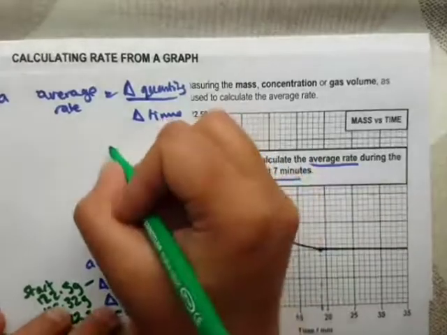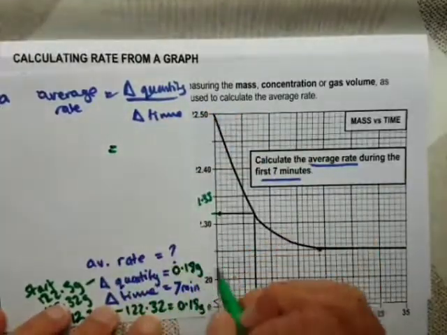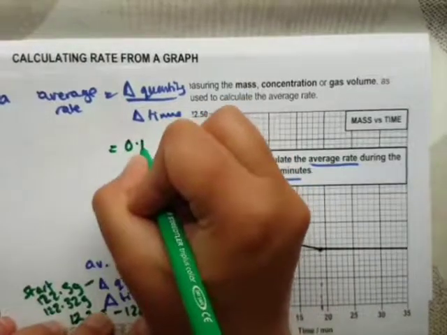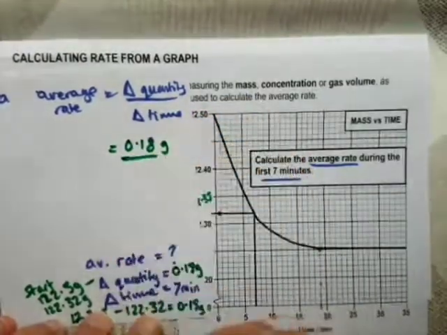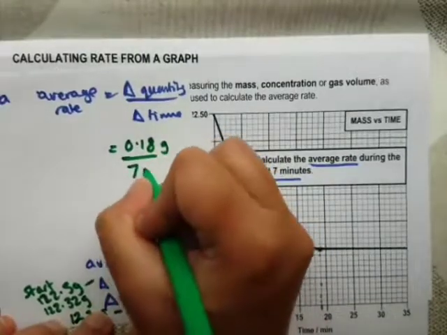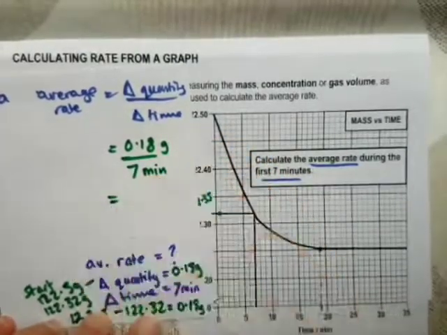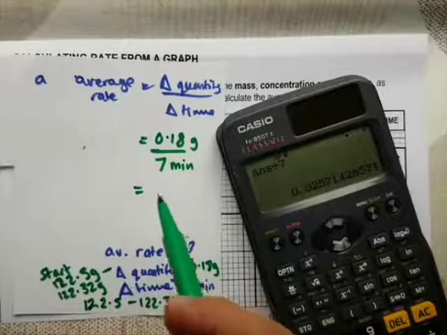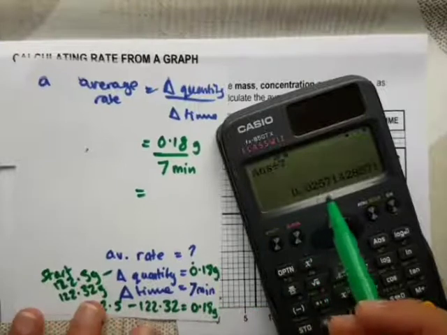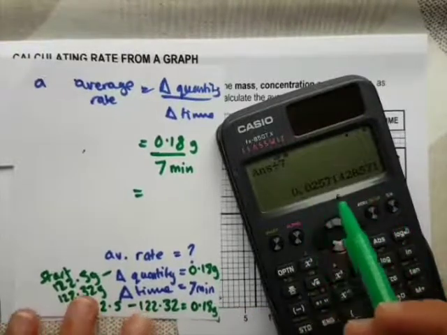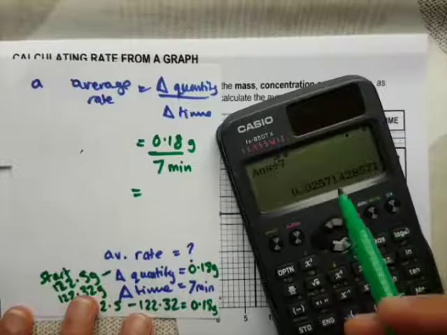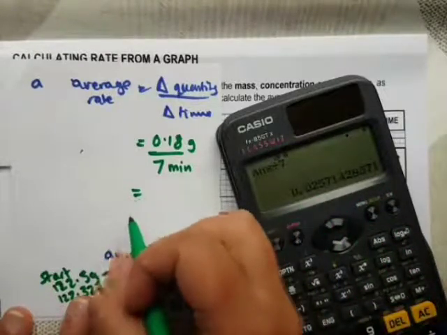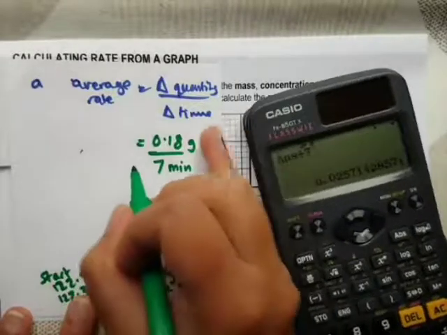Now that we have worked out the change in quantity and the change in time, we just need to substitute these values back into the equation. So we've got 0.18 grams divided by 7 minutes. So again, get your calculators out. When I do this sum in my calculator, I get a number with a lot of decimal places. Generally in chemistry, I would recommend rounding to 2 significant figures or 2 decimal places, whichever gives you more figures. So I'm going to round this to 2 significant figures.